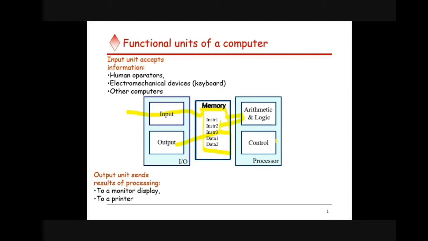What is the next unit you have? The next unit is the middle one, that is the memory. So what will this memory unit be doing? When you look at the diagram itself, you can see that there are two things included. One is instruction 1, instruction 2, instruction 3 and so on, as well as data. So your memory unit can store instructions as well as data.